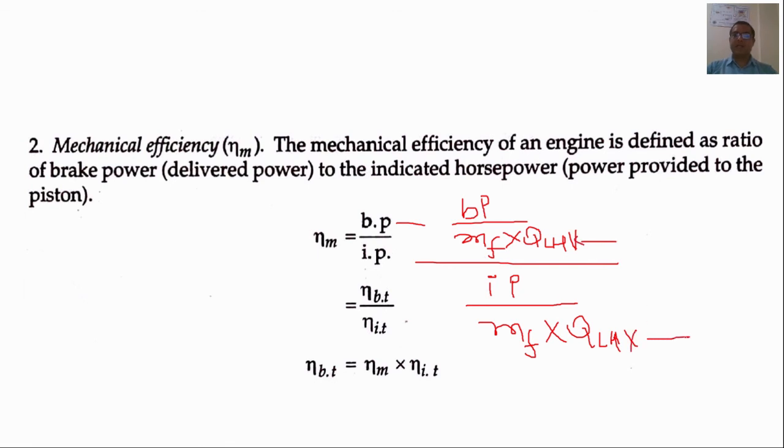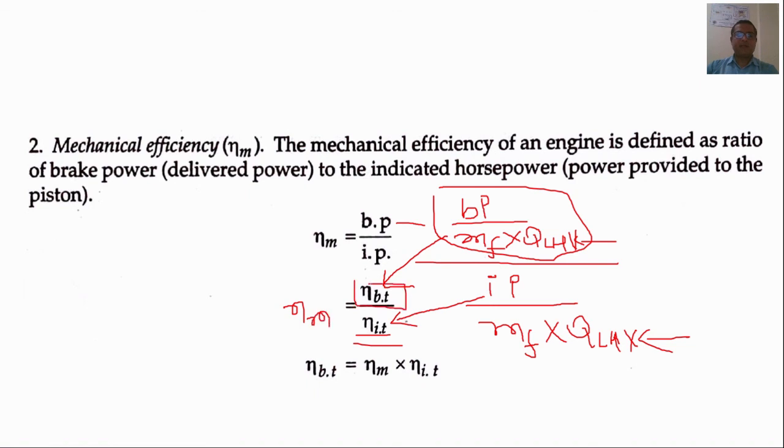This is the energy supplied by fuel. Now we know that BP upon MF QLHV is brake thermal efficiency, and IP upon MF into QLHV is indicated thermal efficiency. So on simplifying, this is mechanical efficiency. Now make the brake thermal efficiency the subject of the equation. So brake thermal efficiency is equal to mechanical efficiency multiplied by indicated thermal efficiency. So we can say that brake thermal efficiency is the product of the mechanical efficiency and indicated thermal efficiency.